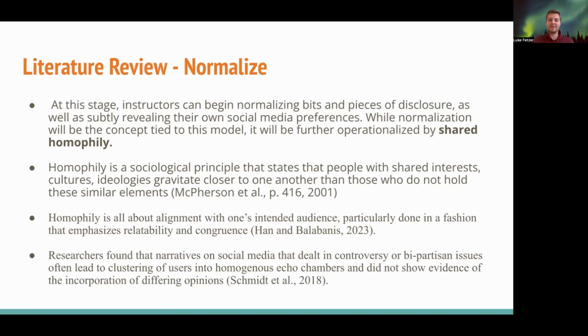And researchers found on social media narratives, for example, think of polarizing discussions like on politics, religion, social issues, violence, war, those things that dealt in controversy or bipartisan issues, often led to clustering of users into homogeneous echo chambers. And they didn't show evidence of the incorporation of different opinions. So echo chambers are essentially because of the algorithm, especially now. Think of the algorithms on Twitter, Instagram, TikTok. You look through videos, you look through posts, you comment on posts, you interact with them longer. The algorithm is more likely to program more things like that into your feed, right?